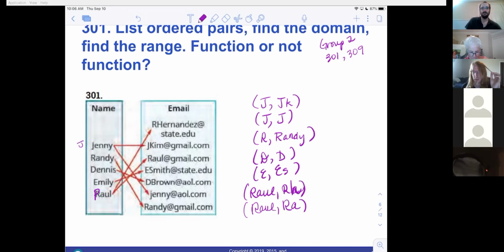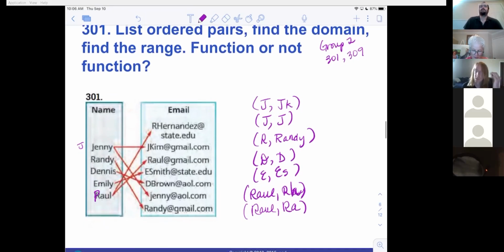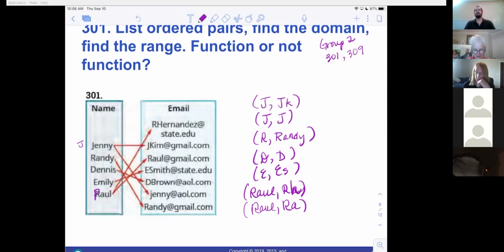Okay, so the domain would be, and just to make this quick, the domain is going to be these guys, right? J, R, D, E, and I call Raoul Paul, but whatever. And then the range will be these guys. Okay, so is it a function? Yes, it is. Wait, no, my bad.